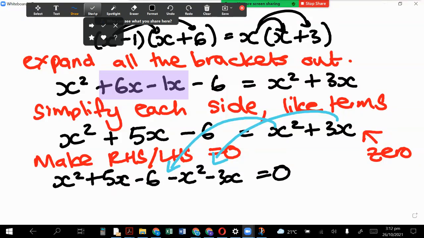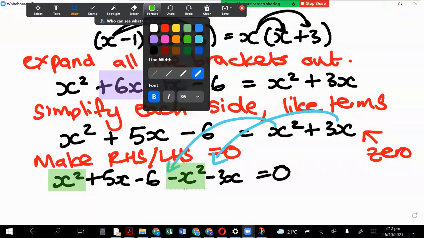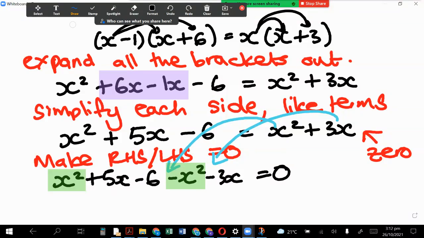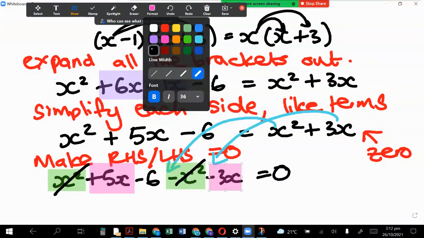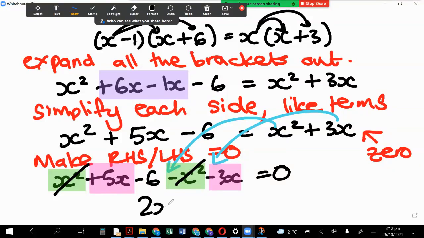I can see like terms again. I like like terms because it simplifies. x squared minus x squared. Whoa, x squared is going to disappear. So these guys disappear, x squared and x squared gone. That leaves me with 5x and 3x, which are the next like terms. So I've got plus 5x minus 3x. 5x minus 3x will give me 2x. So I'm left with 2x, and minus 6 doesn't have anything to simplify with. So just write minus 6 equals 0.